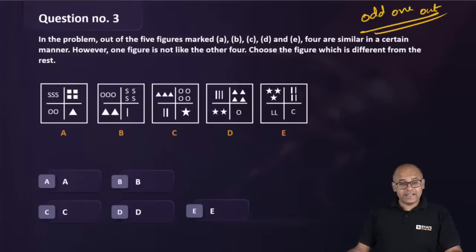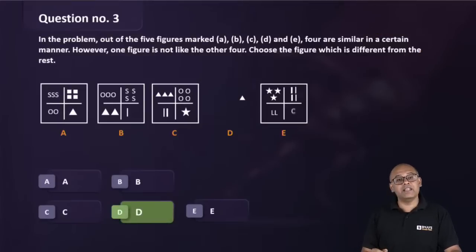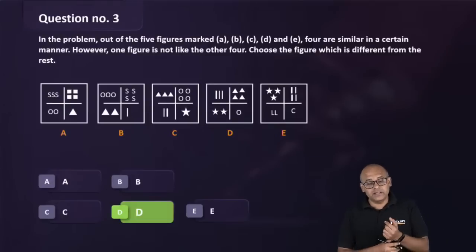Okay, some of you are saying C and E. Is it C or is it E? It is neither of them. The correct answer happens to be option D. The correct answer is option D. Let's see why the correct answer is option D.